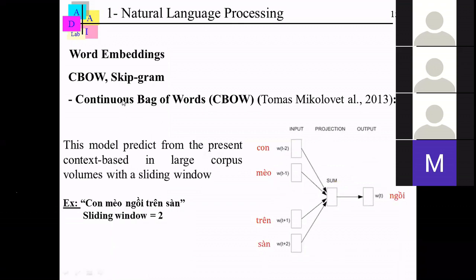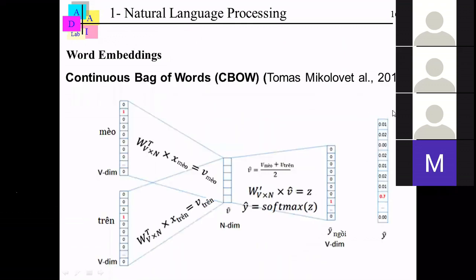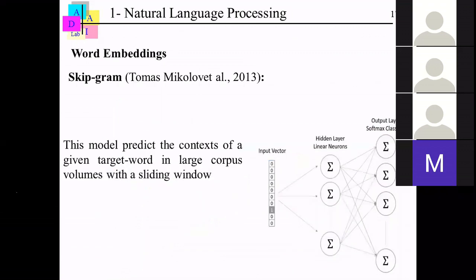For example, CBOW or skip-gram, proposed by Tomas Mikolov et al. in 2013. And here is the CBOW from Tomas Mikolov et al., 2013. From the one-hot vector, we can use a neural network to build and find the word embedding for each word. And skip-gram is the reverse of CBOW.